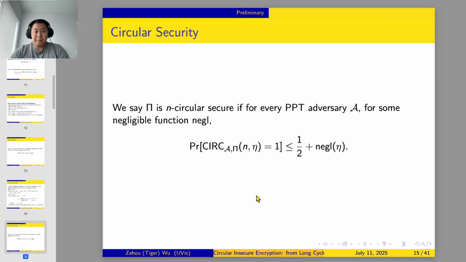If an encryption scheme pi, we say encryption scheme pi is uncircular secure if for any PPT adversary A, its probability of winning in the uncircular experiment has only negligible advantage.